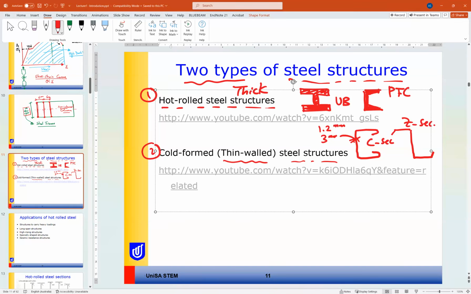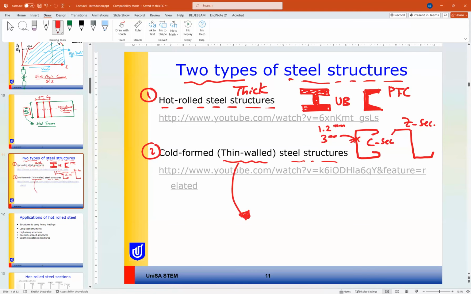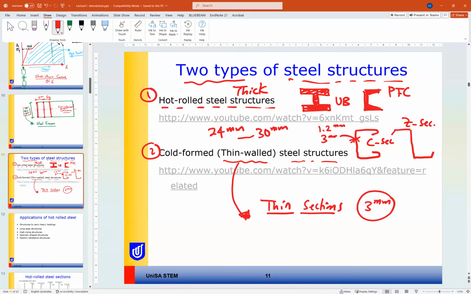Okay. So here we have very thin sections. Maximum is, for example, 3 millimeter. But here it can reach up to 24 or maybe 30 millimeter in some cases. Okay. So from this, you will know that this is a little bit heavy because you have more materials, but the cold formed steel are light section or light structure. Okay. Do you have any question about the manufacturing process of steel?